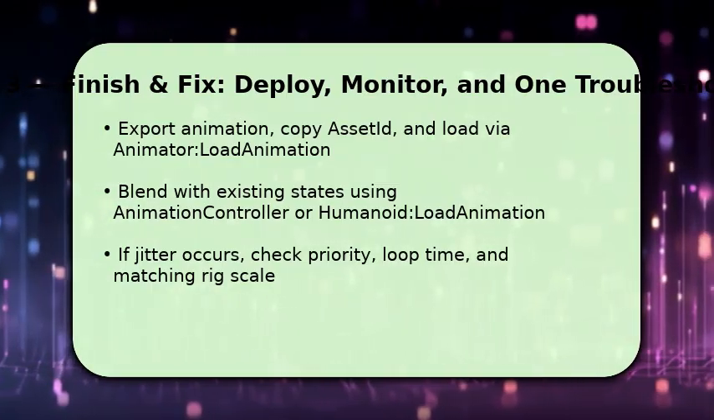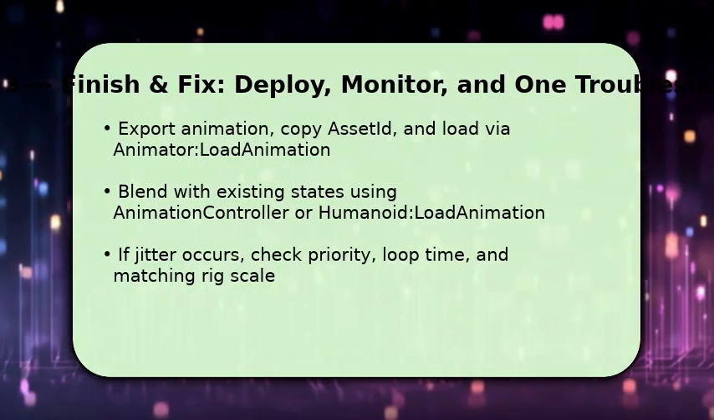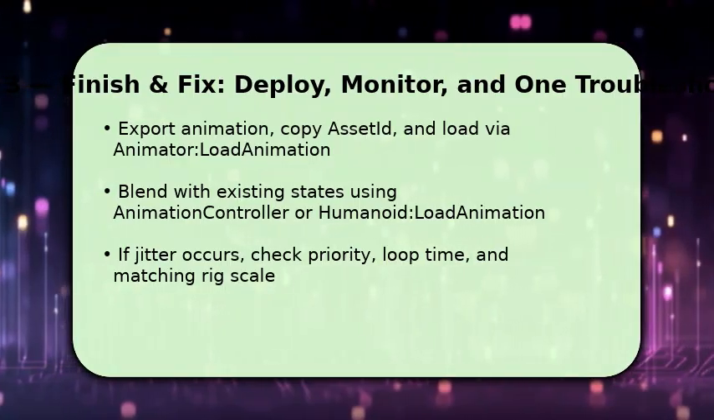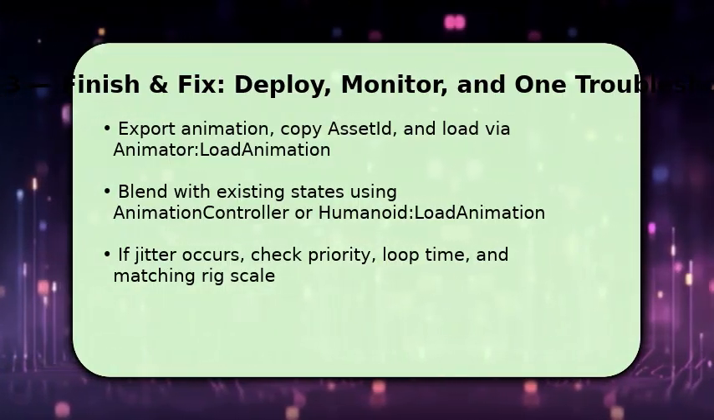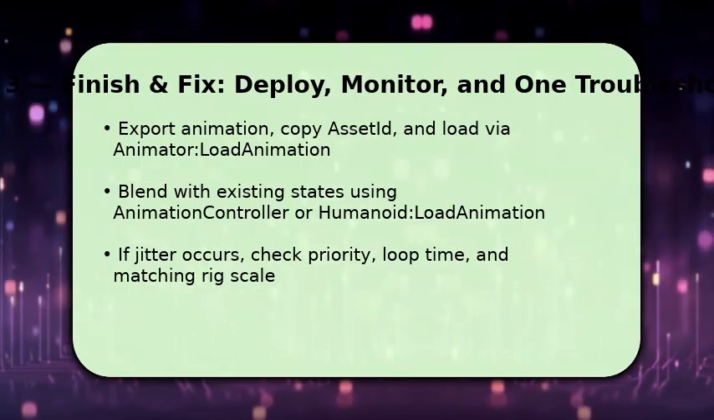If you see popping or jitter, verify the rig scale matches, check exact loop timing, and reduce root movement. Changing priority or trimming a frame often fixes most glitches. Save iterations.